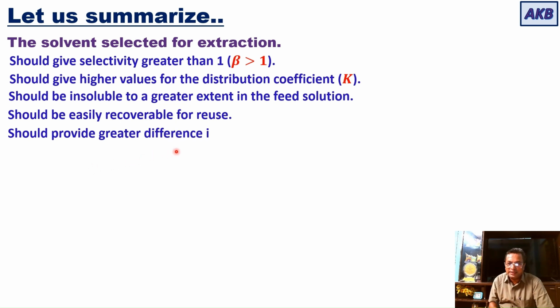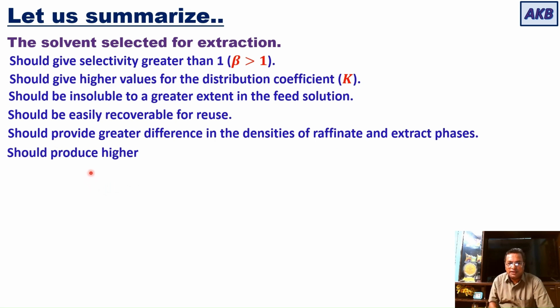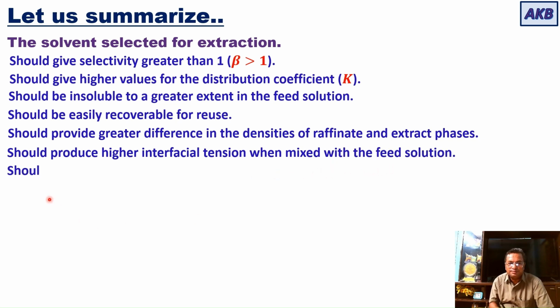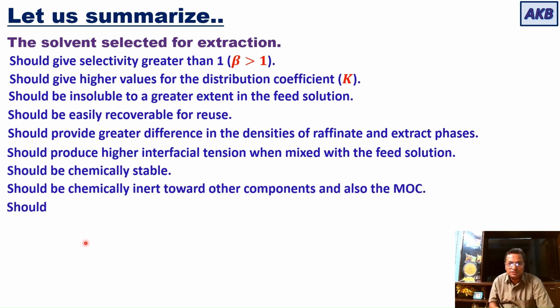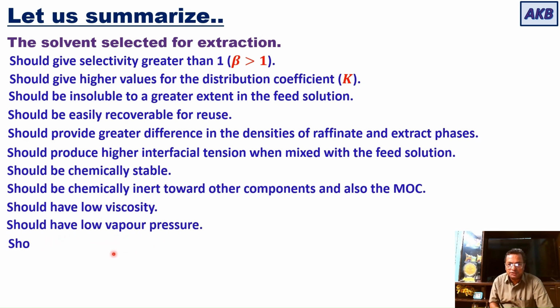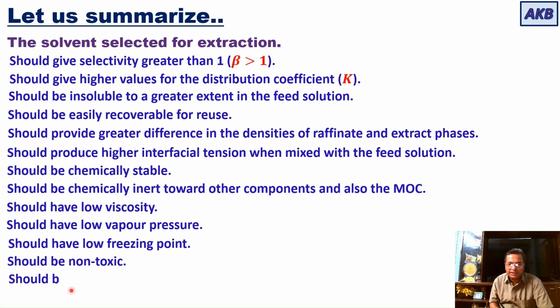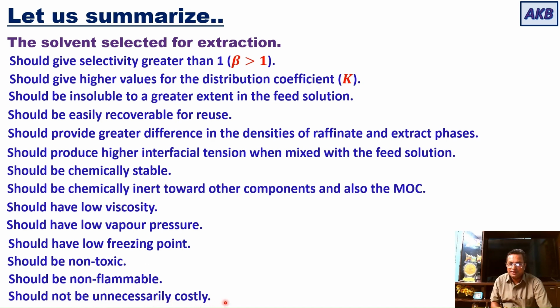It should provide greater difference in the densities of raffinate and extract phases. It should produce higher interfacial tension when mixed with the feed solution. It should be chemically stable. It should be chemically inert towards other components and also towards the material of construction. It should have low viscosity, low vapor pressure, and low freezing point. It should be non-toxic, non-flammable, and should not be unnecessarily costly.